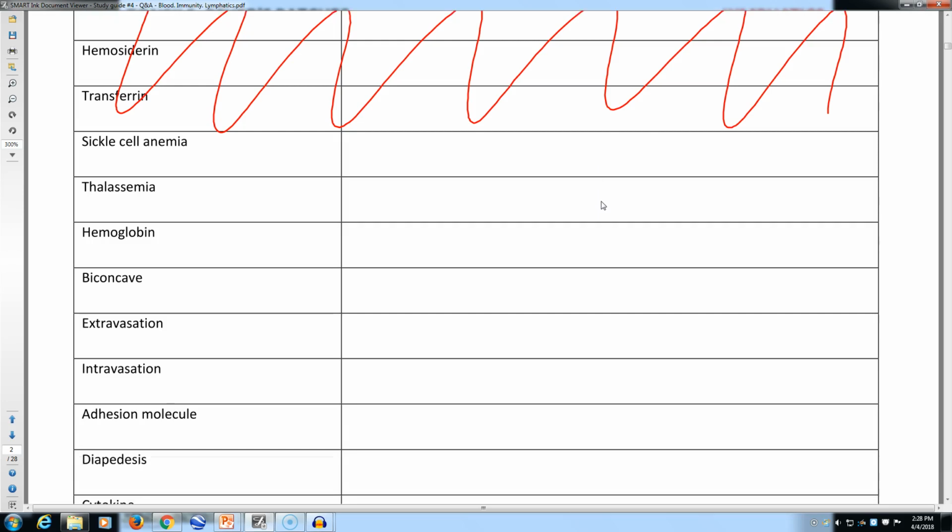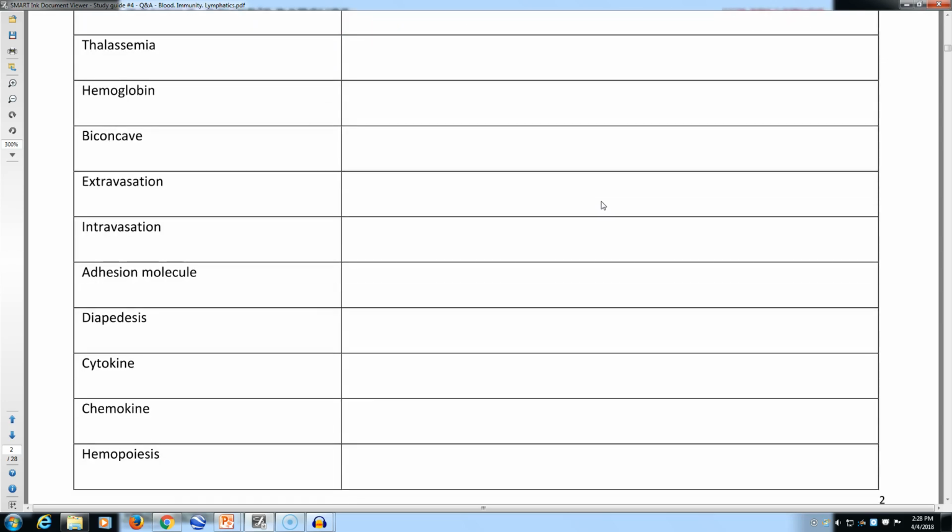Extravasation, intravasation, adhesion molecule, diapedesis, cytokine and chemokine. I want so it doesn't puzzle you, like how deep should I know that? Cytokines and chemokines are the molecules that direct white blood cells to the site of inflammation. That's as far as it goes. Am I clear?